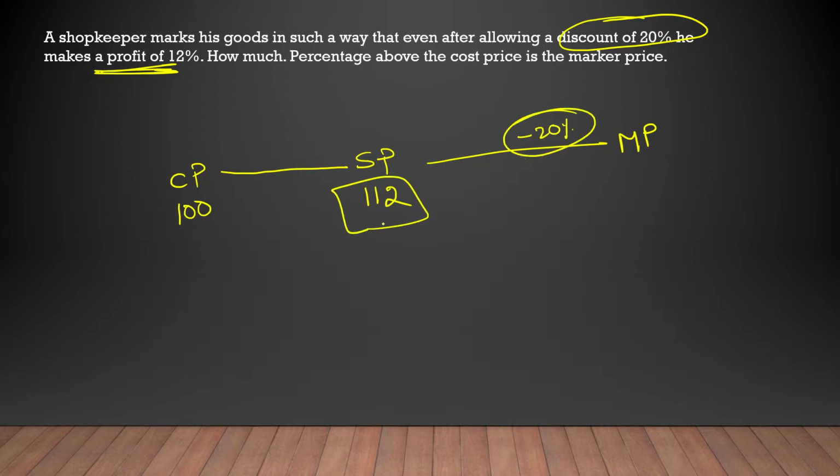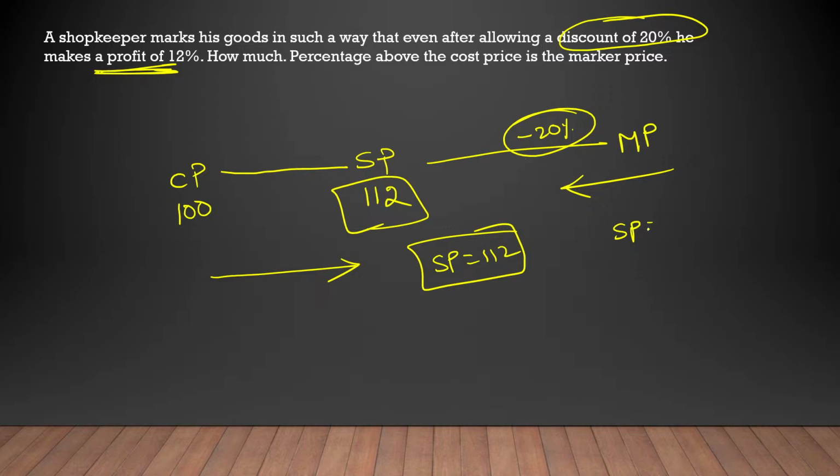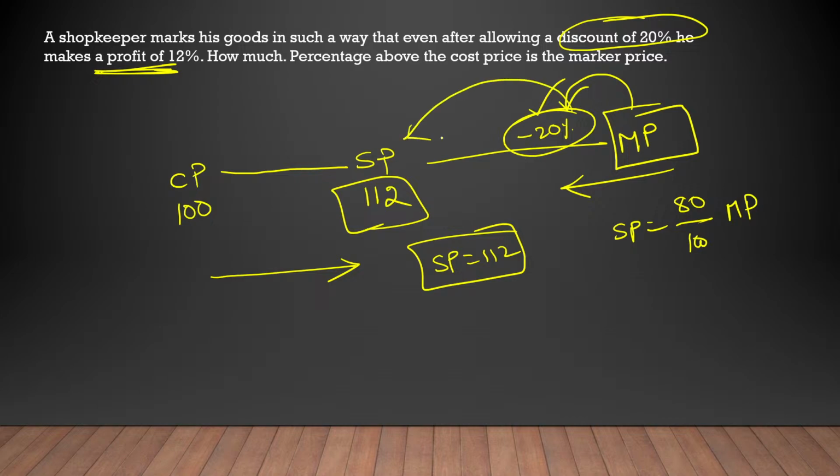Then you are getting this selling price. Now, if you are seeing from the left side point of view, the selling price should be equal to 112. If you are seeing from the right point of view, as you are giving a 20% discount, the selling price is going to be only 80% of the market price, because whatever the market price is, you are going to reduce it by 20%. That means you are going to actually sell it for only 80% of the price.